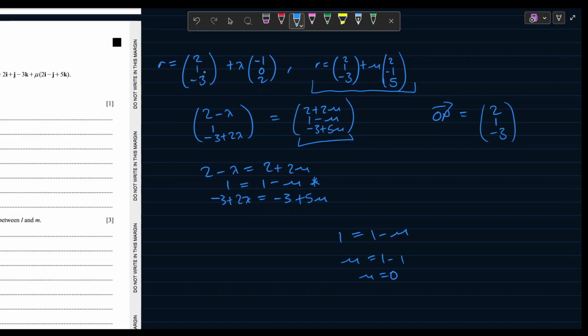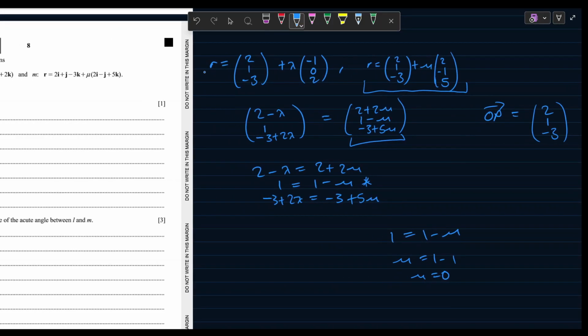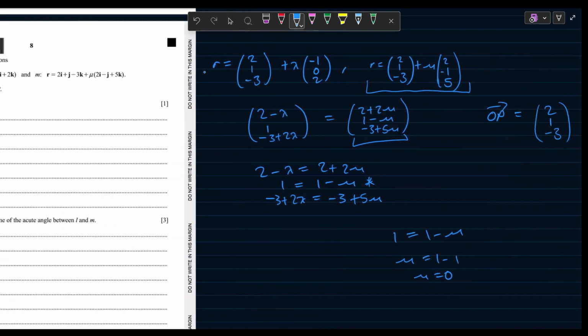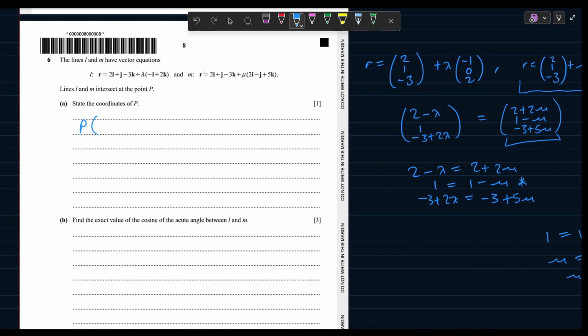But they say they want coordinates, so don't give this as a vector, give this as coordinates. So P is 2, 1, negative 3. Those are the coordinates of P.